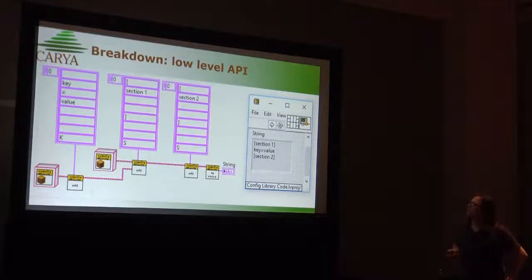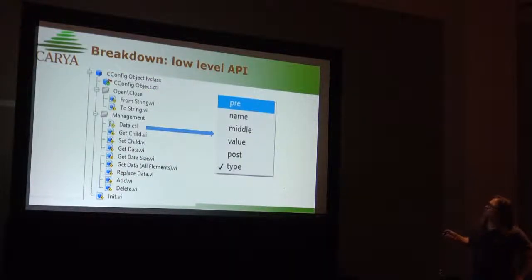Why are all the spaces there? Is it just for illustration purposes, or do they have meaning? These empty values? Yes. No, this array, this is the values in that array. It's pre, name, middle, value, post, and type. Just so it fits everything. So a key has a pre and a name and a middle and a value and a post, but a section only has a pre and a name and a post.